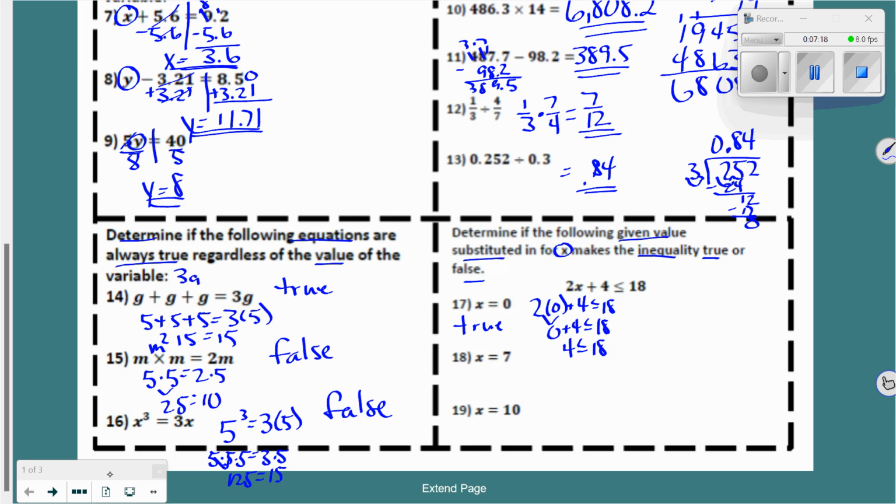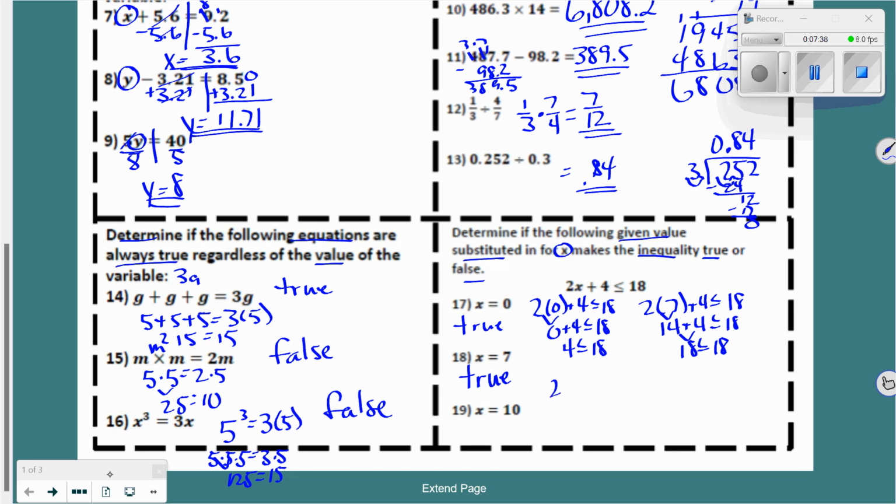Our next one, 2 times 7 plus 4 is less than or equal to 18. Gives me 14 plus 4 is less than or equal to 18. 18 is less than or equal to 18. Is that true? Yes, because the equal is included. If it was just less than, that would be false. But because it's less than or equal to, that is true.